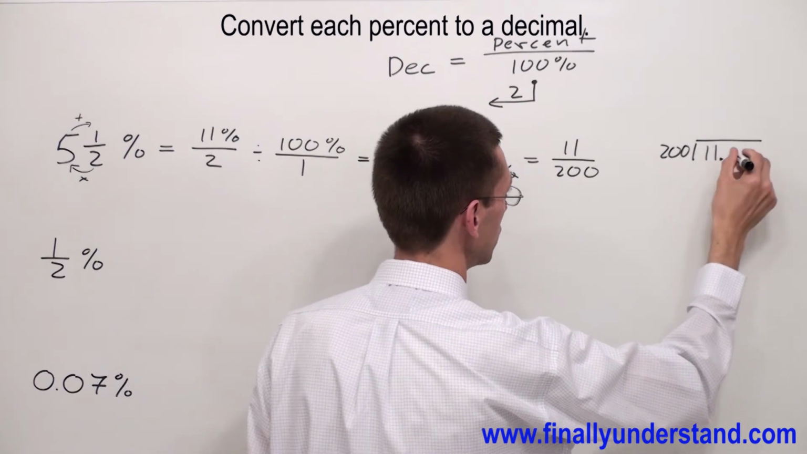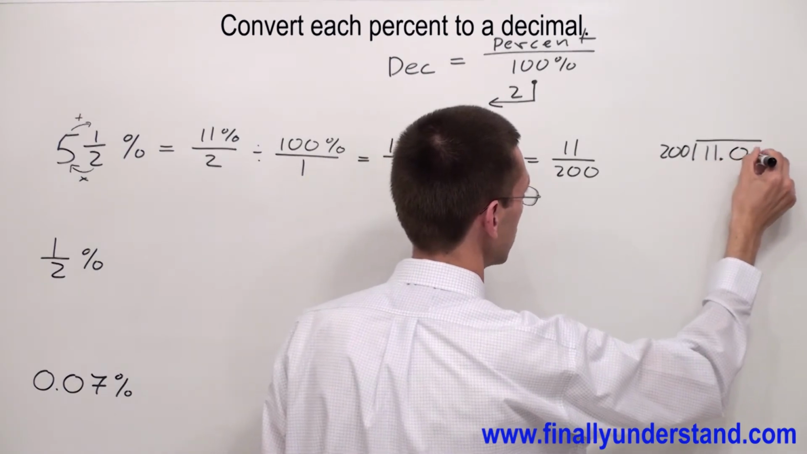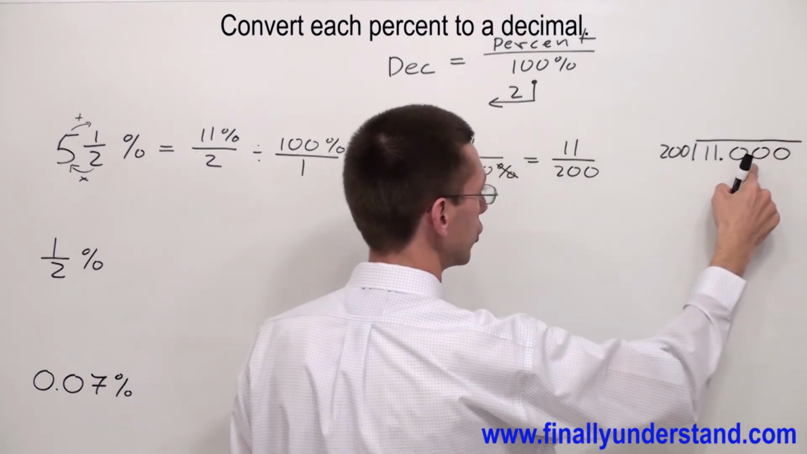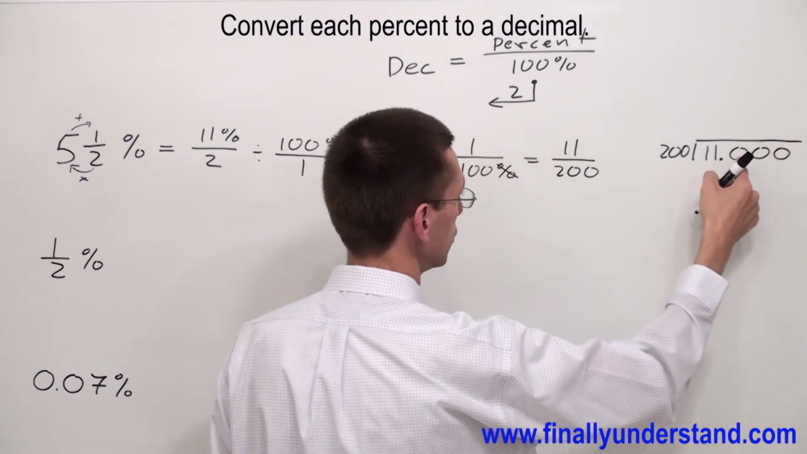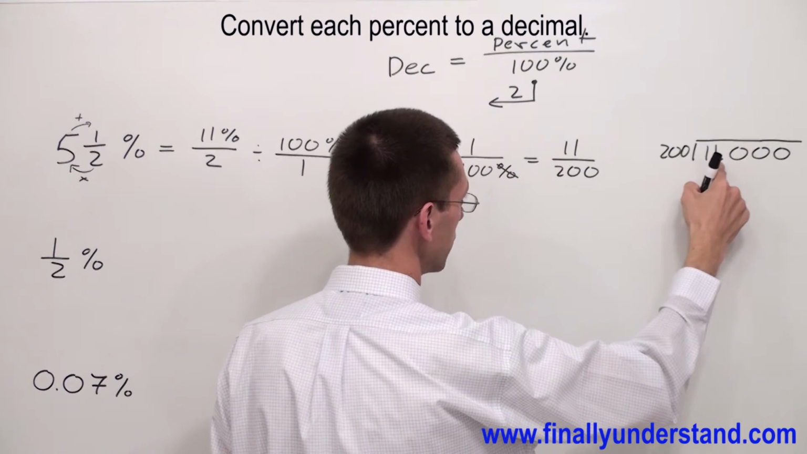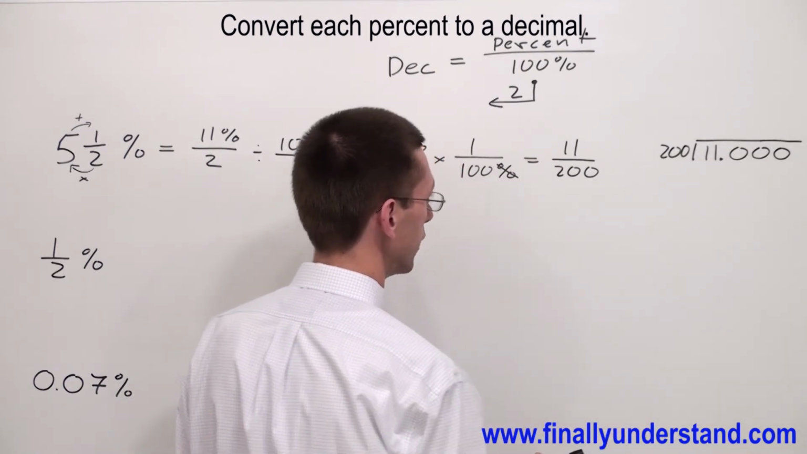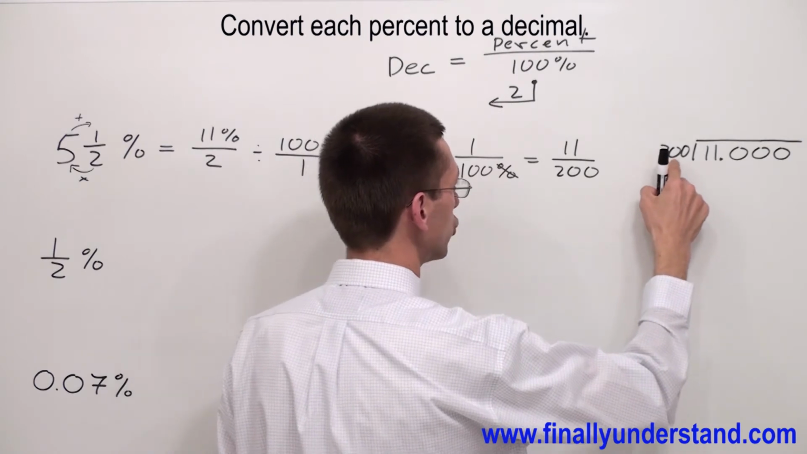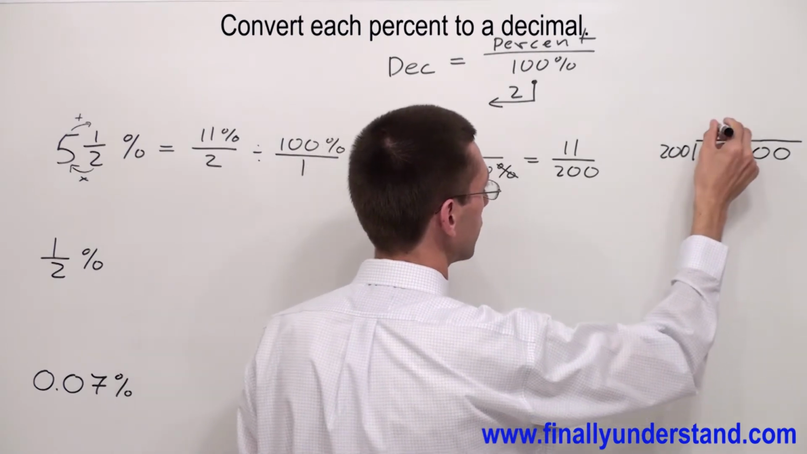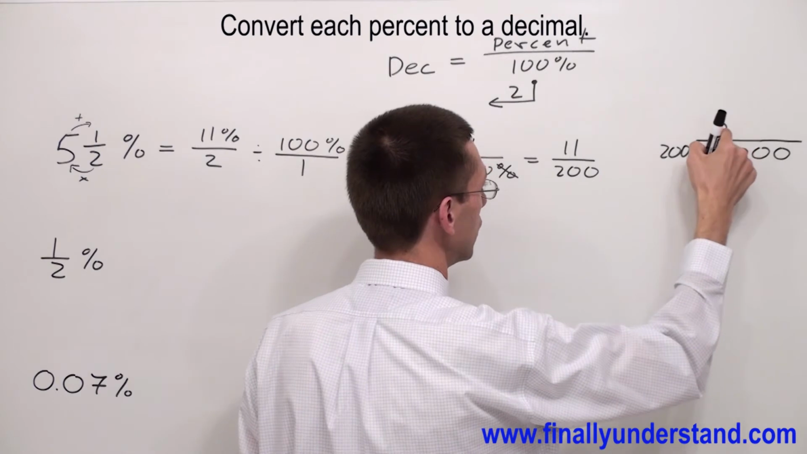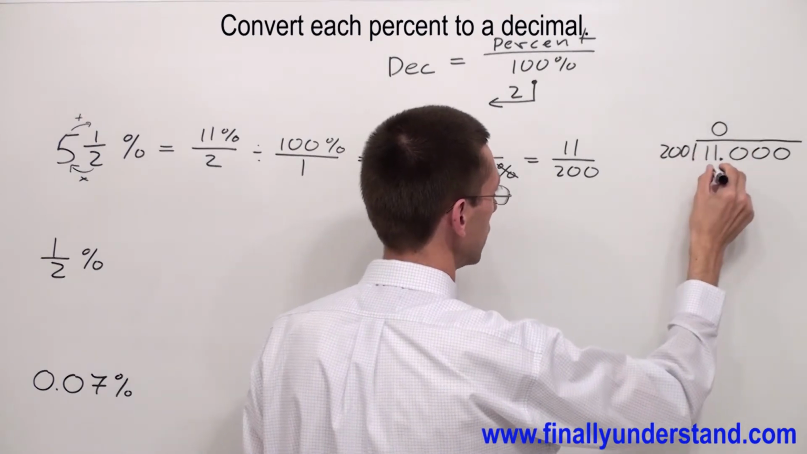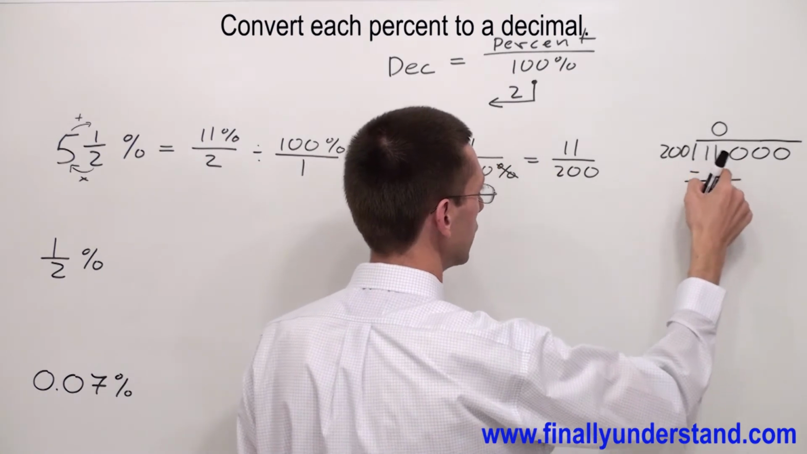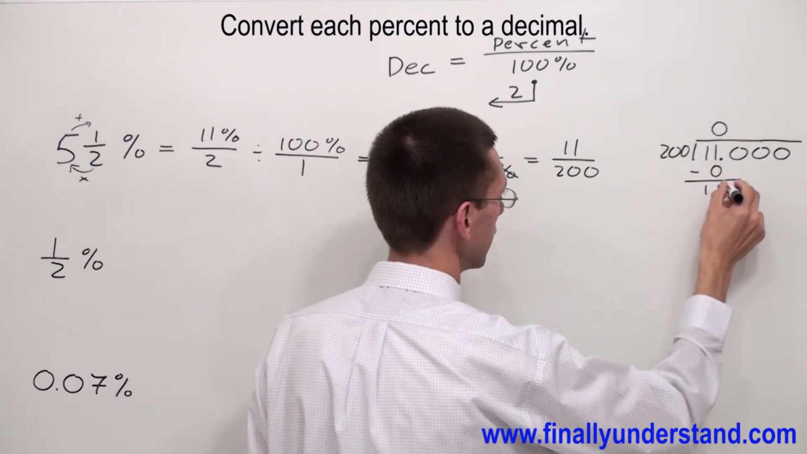Anytime you make the long division, always add 3 zeros. These 3 zeros are not going to change the number because they don't mean anything behind the decimal point, but they can be very useful later on. Ask yourself a question, how many times does 200 go into 11? 0 times. 0 times 200 gives me 0. Subtract. I have 11 minus 0 is 11.